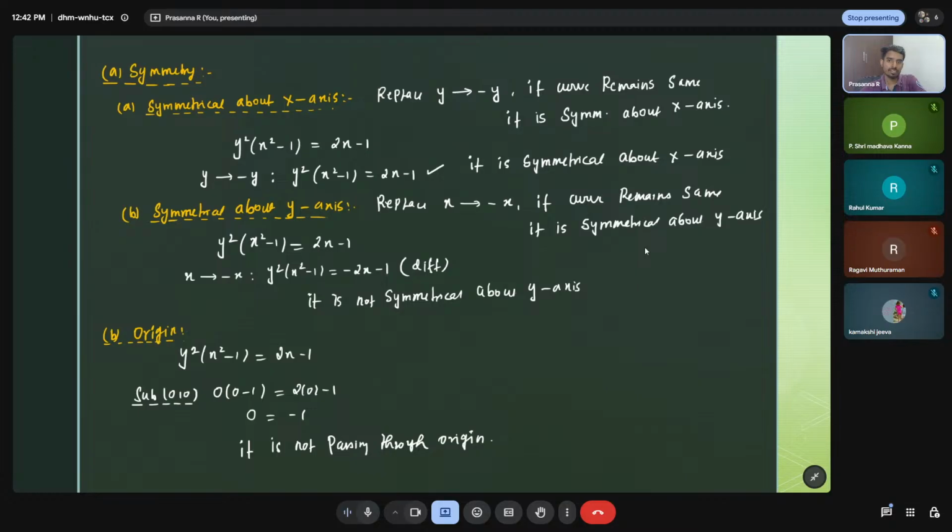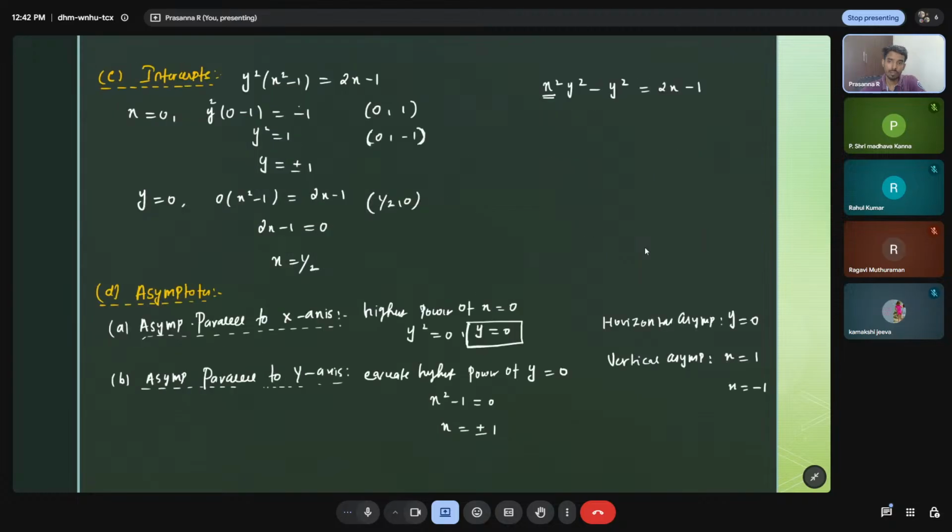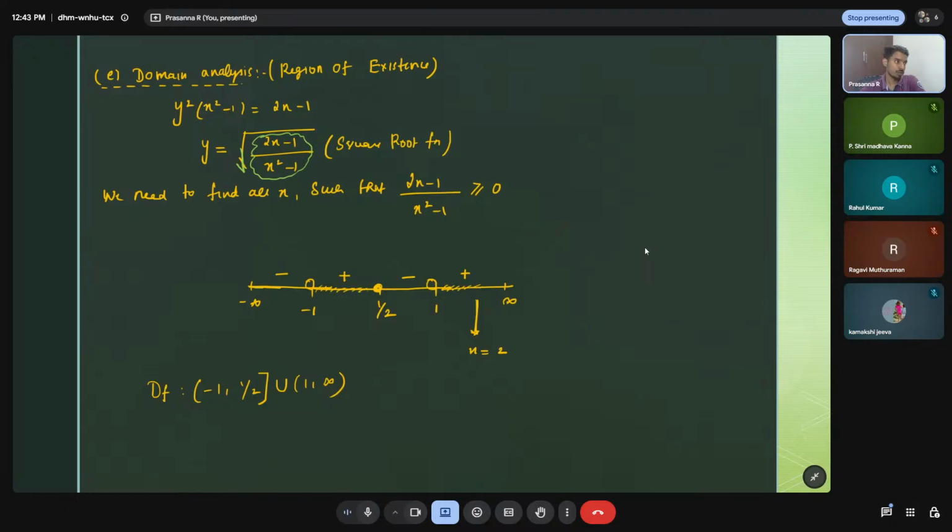So check symmetry about x-axis, y-axis, origin. If it is passing through origin, there will be a tangent at origin, but here it is not passing through origin. If it is passing through origin, you have to find the tangent at origin also, and intercepts, and then asymptotes parallel to x-axis, parallel to y-axis, and then domain analysis, where the function is defined. Move on to the next problem. We'll do many problems. You will have more clarity.